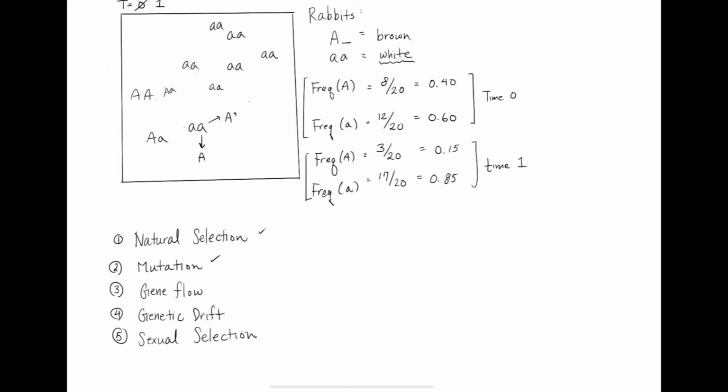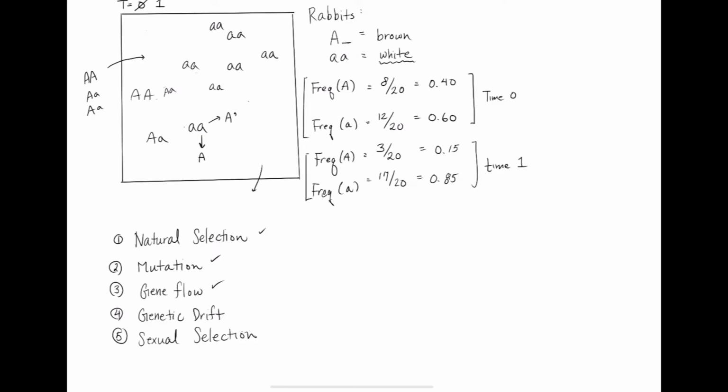But same thing with gene flow. See, gene flow is immigration and emigration from a population with other subpopulations. So if a bunch of brown rabbits decided to move into this area, then clearly that's going to change the population genetics. So gene flow is pretty clear in its ability to change allele frequencies in a given population over time.